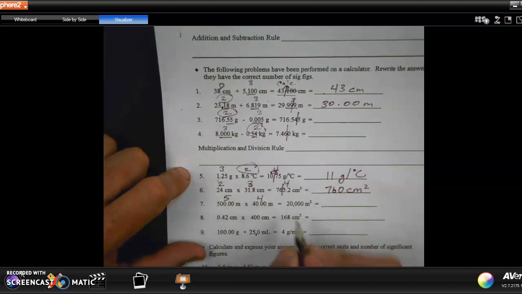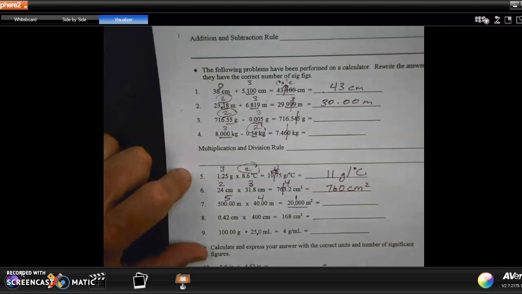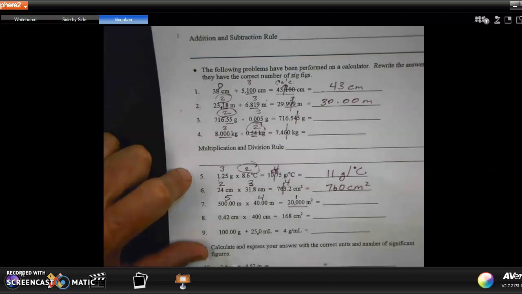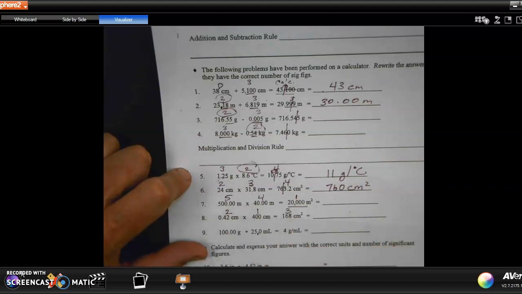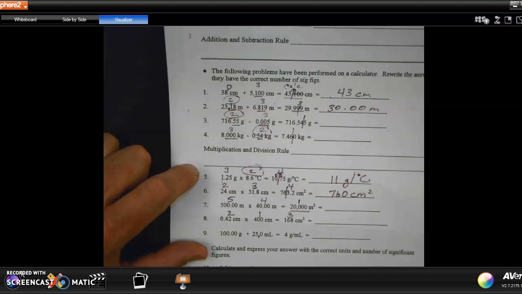Okay? Now, this one has 5. This one has 4. This one has 1. Uh-oh. How do we get all those zeros? You're going to have to look back in your notes at the bottom of your significant figure page that tells you how to make significant zeros. Okay? So take a look at that one. Here, 2. Here, 1. Here, 3. So your answer here needs to have 1 sig fig that is rounded.